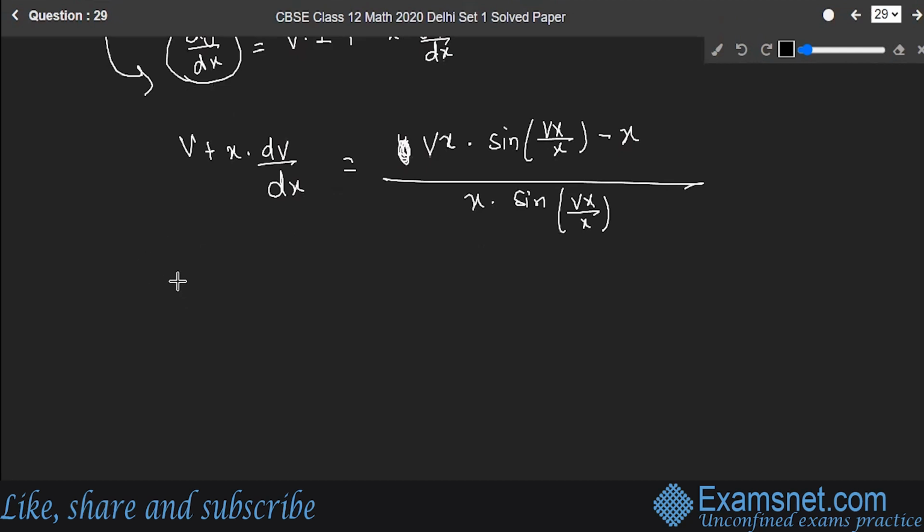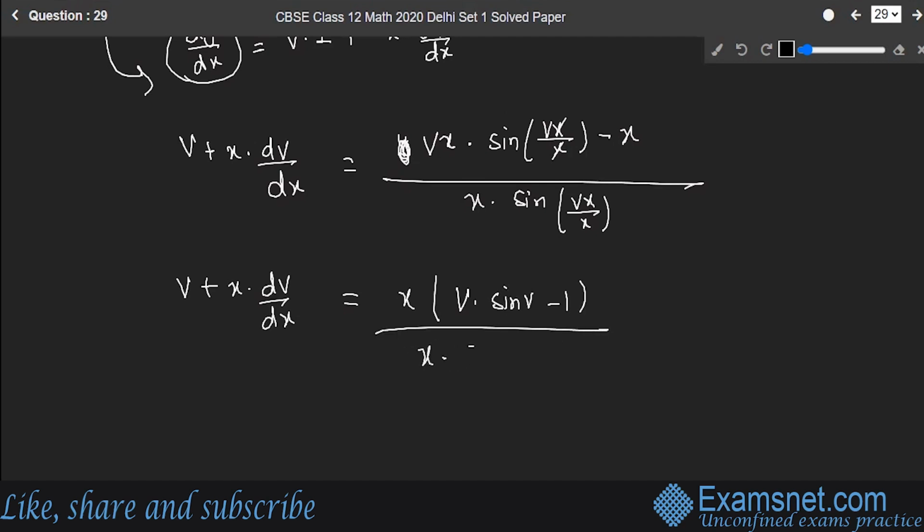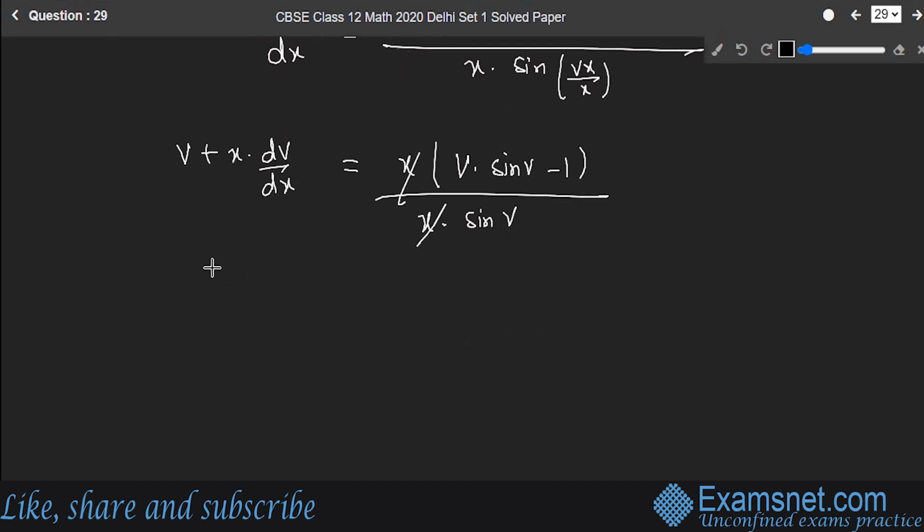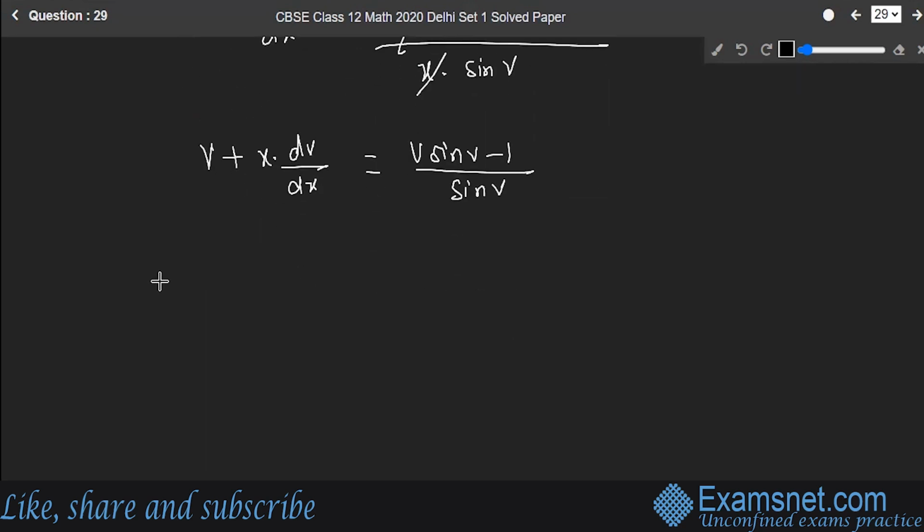All right. So v plus x into dv upon dx is equal to, this x and x will cancel, and I'm taking x common from here. So you have v into sine of v minus 1 upon sine of v, as x and x will cancel. You have v plus x into dv upon dx is equal to v sine v minus 1 upon sine of v. I'm taking the v on the right hand side.